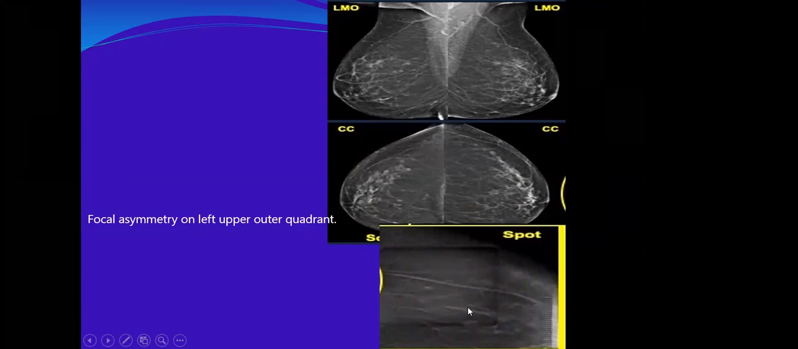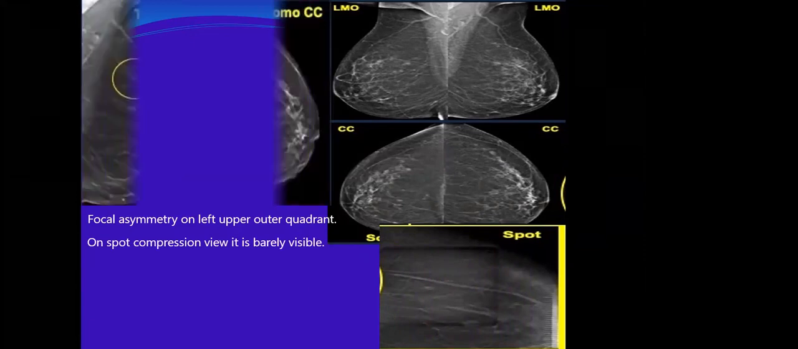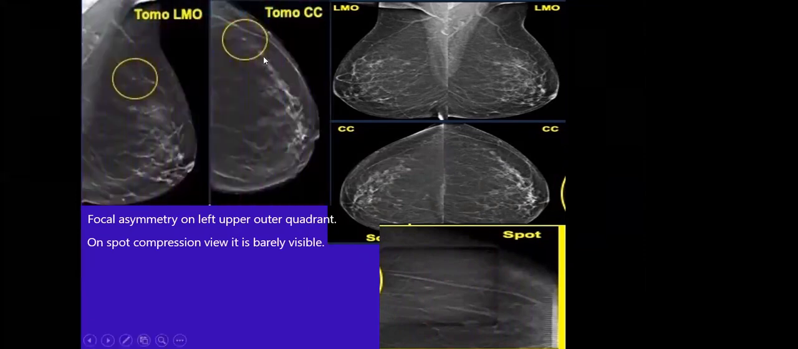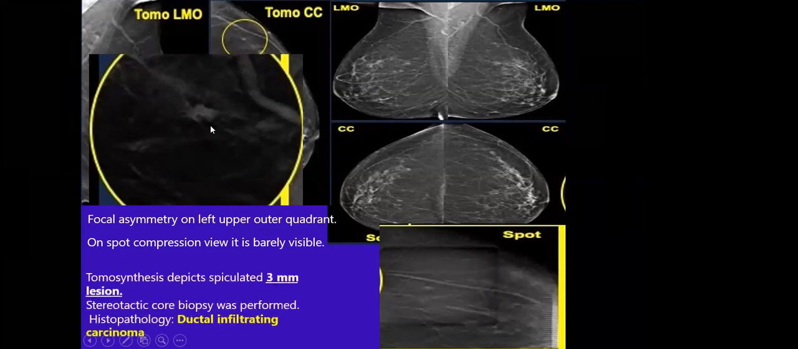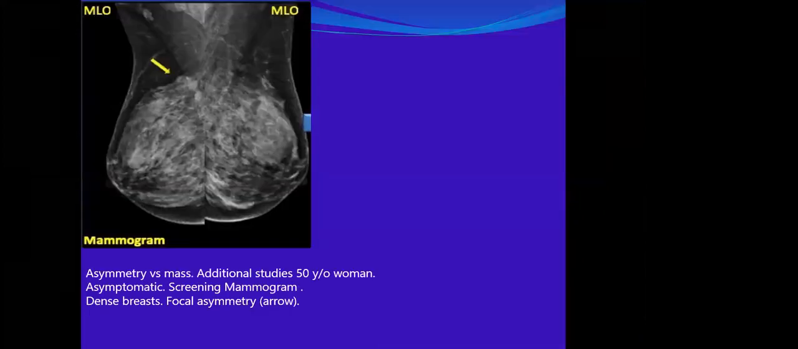barely seen on spot compression, okay, barely visible, but look at the tomosynthesis, it revealed the focal asymmetry, and look at the spot compression of tomosynthesis, it demonstrates a 3 millimeter lesion, spiculated lesion, and it was not seen on ultrasound. Stereotactic core biopsy revealed ductal infiltrating carcinoma.